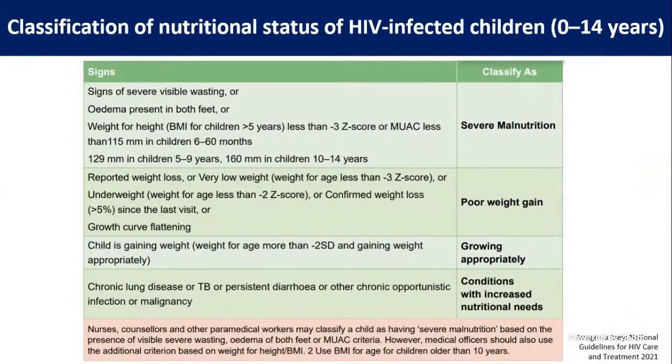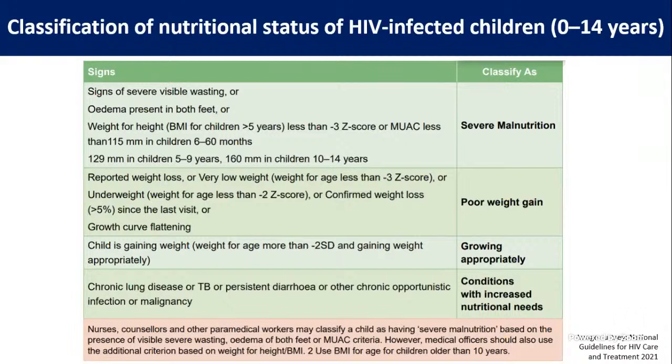For children beyond 5 years, the cutoff is 12.9 centimeter, and for children in the 10 to 14 years, 16 centimeter. So you can use MUAC, though MUAC is more standardized for children up to 5 years, but these cutoffs are also valid. So you can use any of these parameters. If a child has any one or more of these parameters, then the child is classified as having severe malnutrition. That's the topmost box.